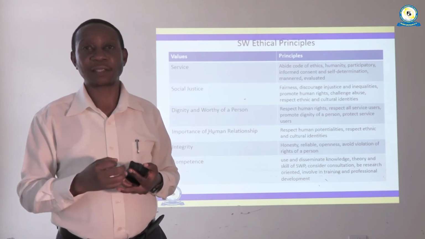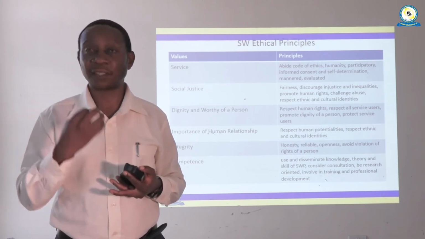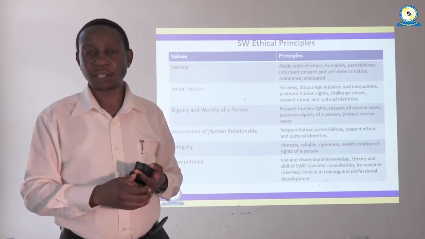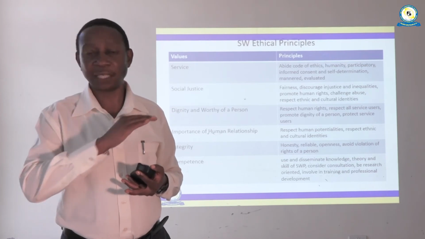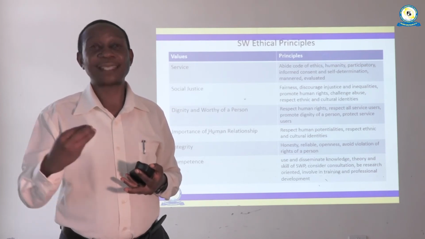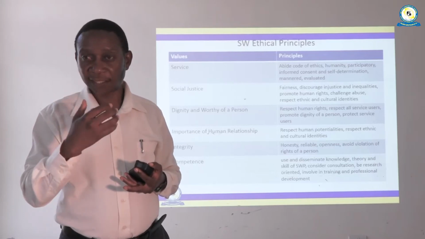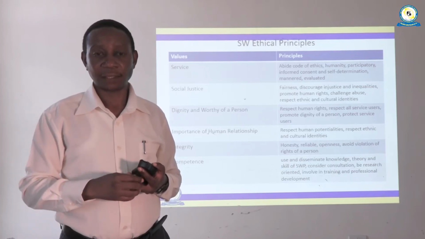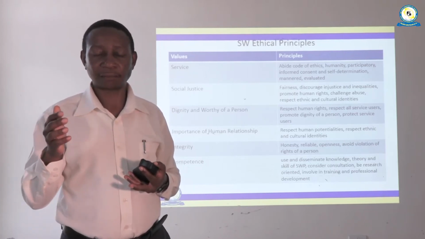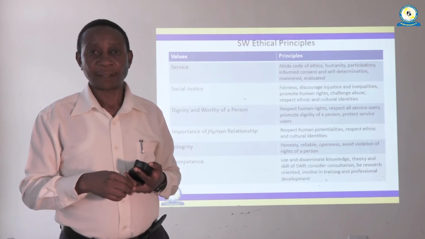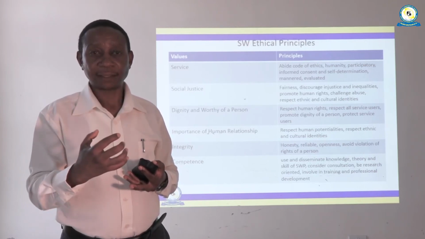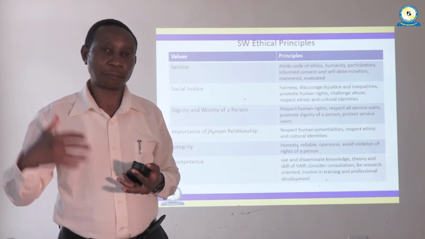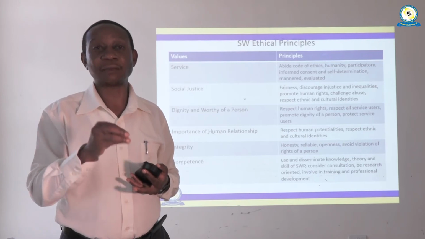We need to consider consultation, because any practitioner should seek consultation. A practitioner cannot know everything. He cannot be knowledgeable about everything. The social profession seeks other professions and other disciplines to give more information, because it cuts across every aspect of the human being. When you fail, when you are providing services, you need to seek consultation from others that know much more about the issue you are dealing with.